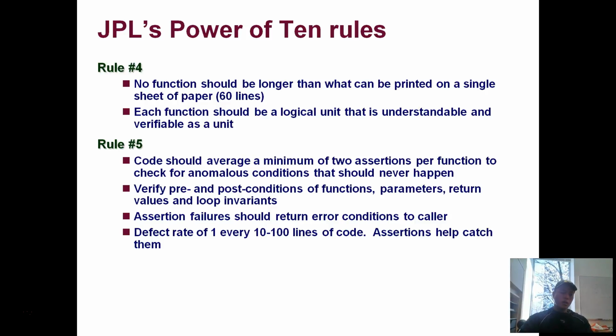Okay, and so the estimate is that as you're programming, a defect will occur in 1 line out of every 10 to 100 that you write, and so assertions help you catch them very quickly.